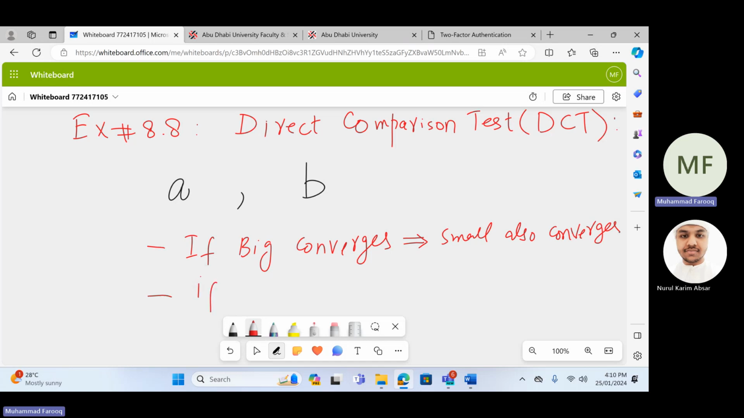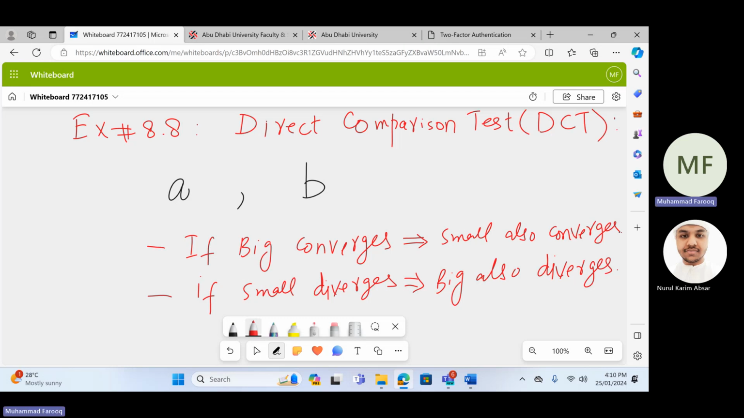And now number two, if small diverges, then big also diverges. What does it mean, big and small? I have two functions and we check who is big, who is small. First check who is big and who is small. Then we say who is converged and who is not converged. If small diverges, this implies that big also diverges. These are only two rules of DCT, direct comparison test. There is no third option possible.